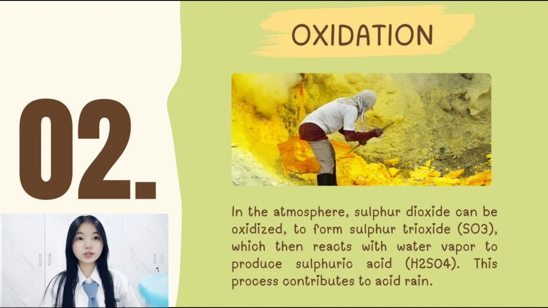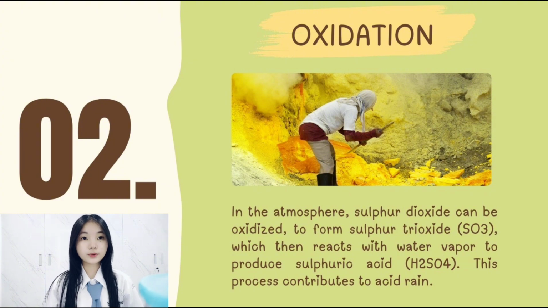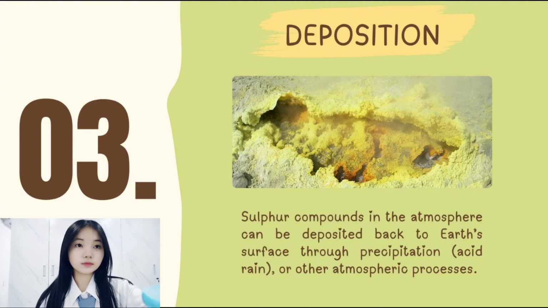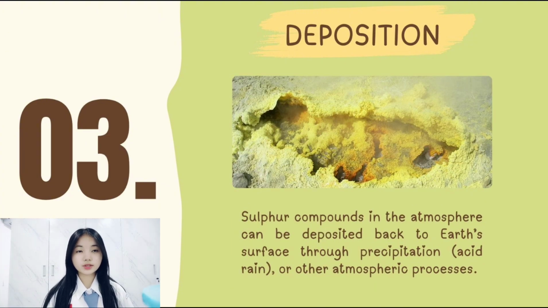In addition, oxidation also happens in water and soil. Microorganisms such as Thiobacillus oxidize elemental sulfur into sulfate, which is used by plants for protein and enzyme synthesis. The next and the last one is deposition. After oxidation, the sulfur will be returned to the Earth's surface. Yes, this is what we call deposition.